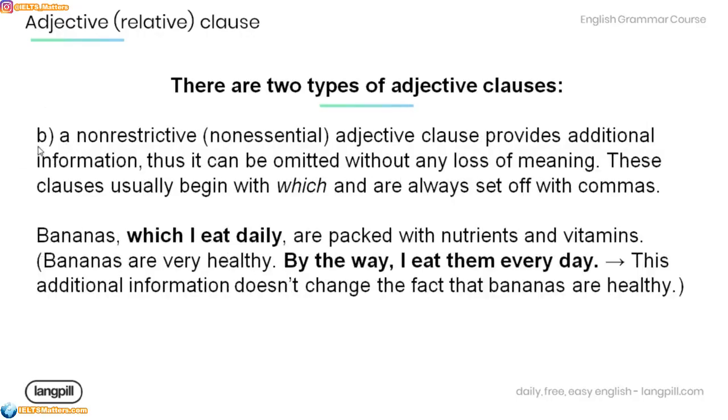B. A non-restrictive or non-essential adjective clause. Now, a non-restrictive or non-essential adjective clause provides additional information. Thus, it can be omitted without any loss of meaning. Now, these clauses usually begin with which and are always set off with commas. Have a look at the example below.